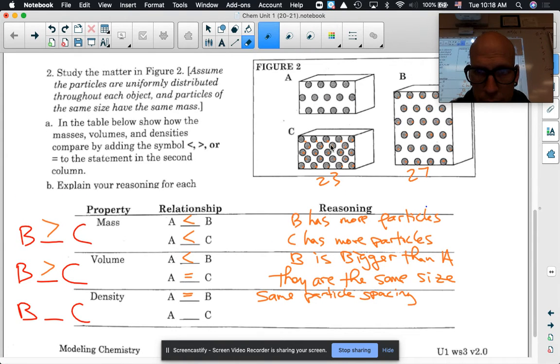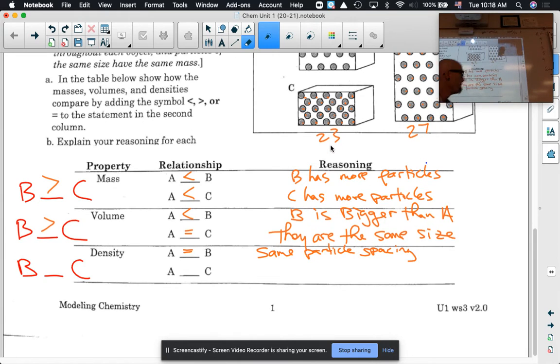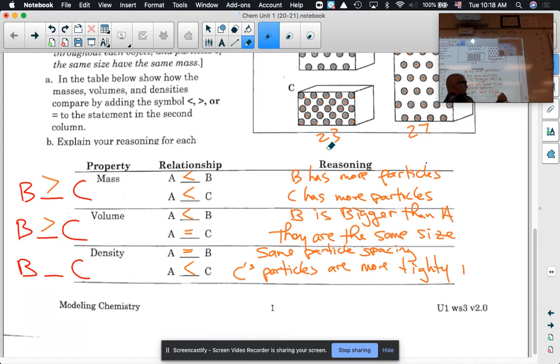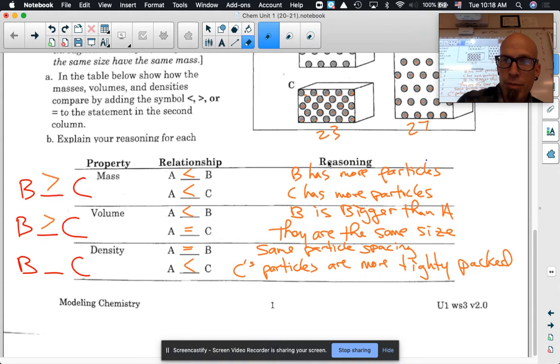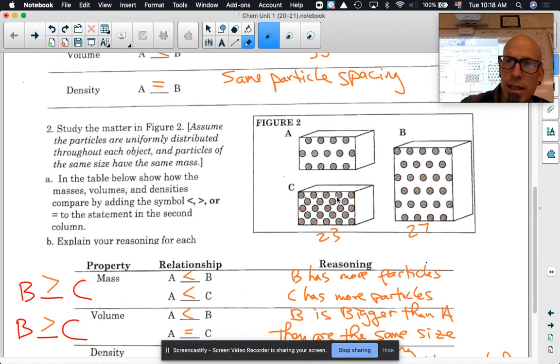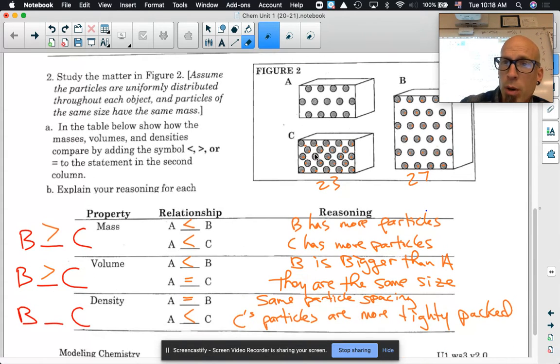A to C. I hope that you can clearly tell that C is more dense than A. And how do we know? C's particles are more tightly packed, or closer together. That's how we know that C is more dense than A. A's particles are more spread out. You could say it that way, or that C's particles are packed in tighter.